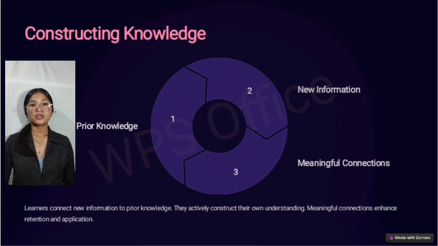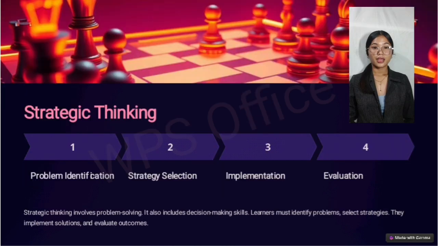Learners connect new information to prior knowledge. They actively construct their own understanding. Meaningful connections enhance retention and application. Next is strategic thinking. There are four parts: the first is problem identification, second is strategy selection, third is implementation, and the fourth is evaluation. What is strategic thinking? Strategic thinking involves problem solving. It also includes decision-making skills. Learners must identify problems, select strategies, implement solutions, and evaluate outcomes.